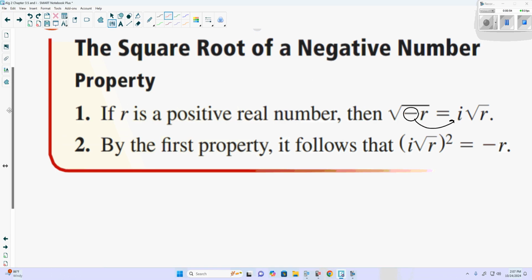By the first property, it follows if I take that i square root of r and square it, well, the i squared goes back to being -1. The square root and square cancel, just telling us we get back to negative r. If I take the square root of negative r, we get i square root of r. If I square it, I get back to negative r. We can go from one to the other. It goes back and forth. That's really all this is saying.